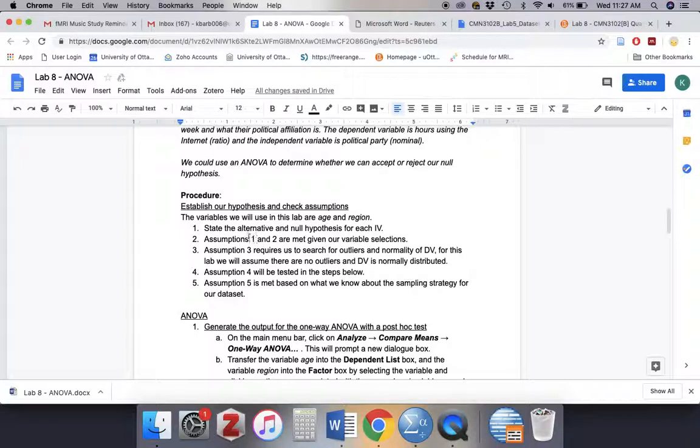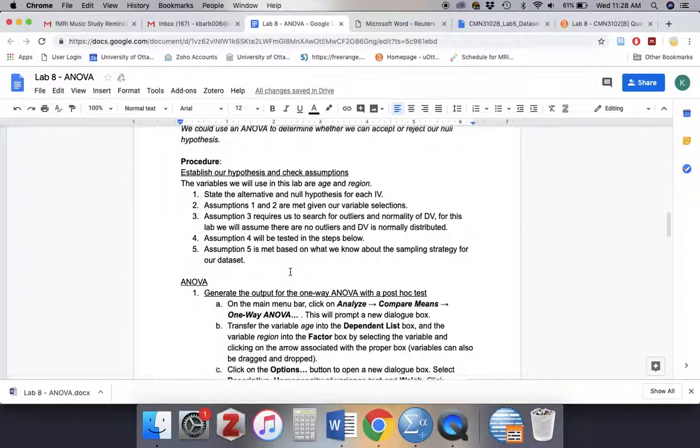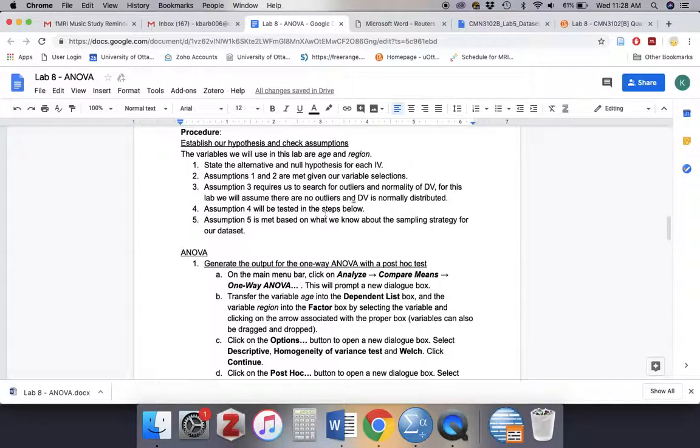So after we established our hypotheses for each of the IVs, we run through the assumptions, all 5 assumptions, to see if we're okay to proceed with the statistics. So assumption 1 and 2 are met because of the variables that we selected. Our IVs are categorical, the DVs are continuous. Assumption 3 is met because let's just assume we already did the data cleaning, outliers were taken care of, and everything was normally distributed for each DV.